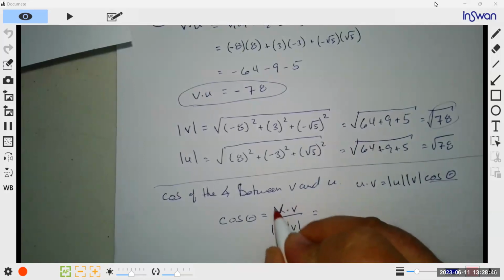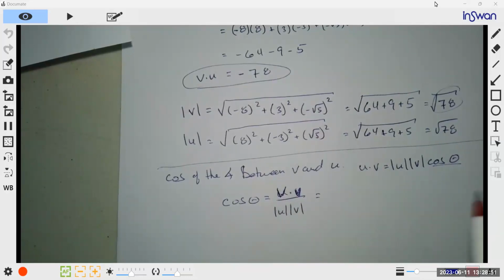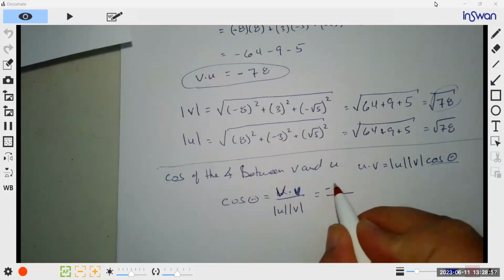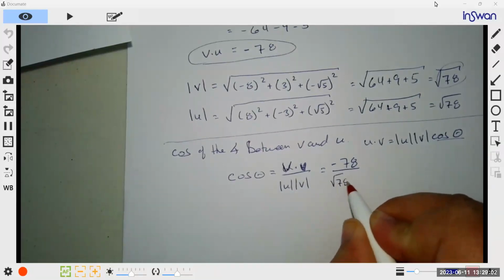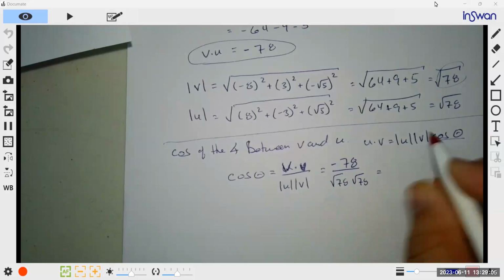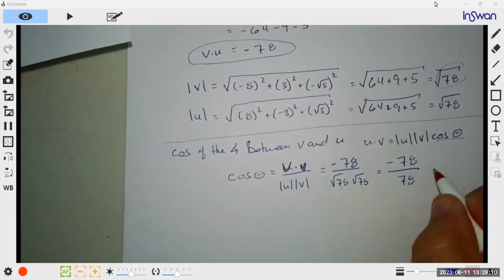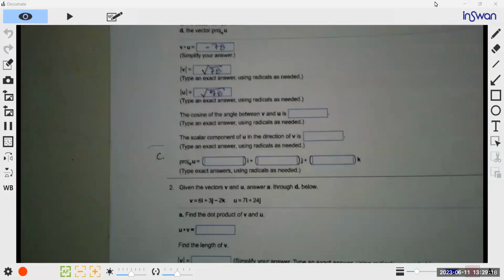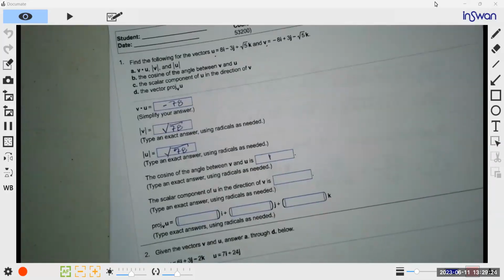We're going from v to u. That's important because if we went from u to v, it'd be a different sign. So the dot product of v and u is negative 78, over radical 78 times radical 78. The radicals make it 78. The answer is negative 1. So that's the cosine of the angle between them, negative 1.